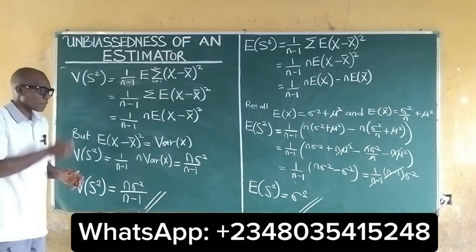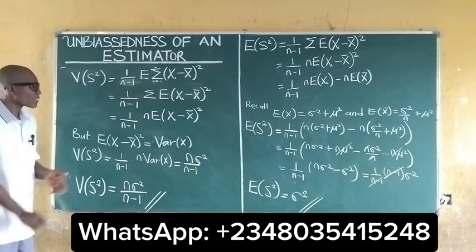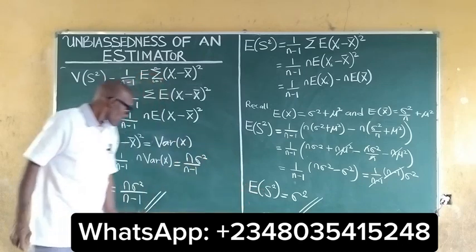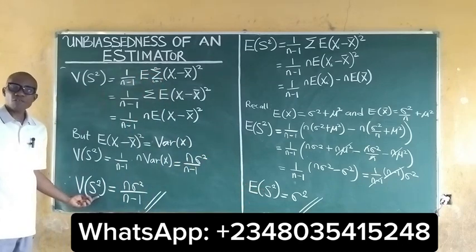So this is how we can obtain the expected value of what is given and the variance of what is given.